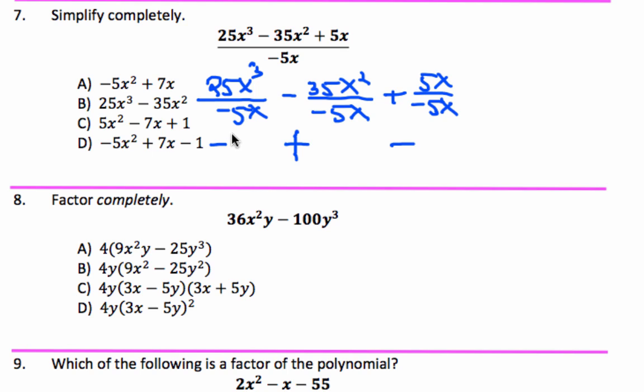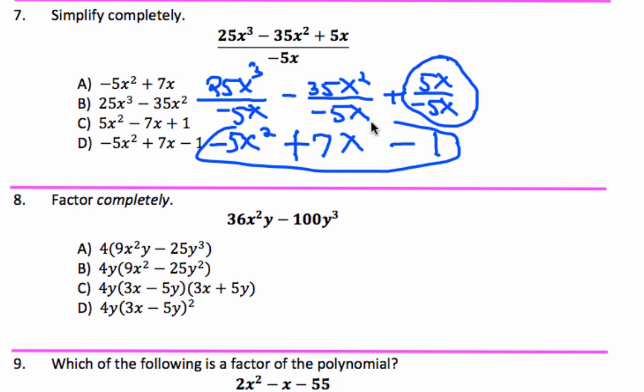25 over 5 is 5. X to the third over x, we have one x to cross out, so we're left with 5x to the second power. 35 over 5 is 7, and x squared over x is x. And here you have to be careful. Do not think that this just goes away, because any fraction in which the numerator is equal to the denominator, the result is 1. So this would be the final answer, negative 5x squared plus 7x minus 1.